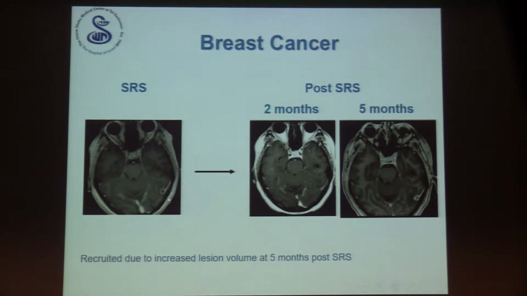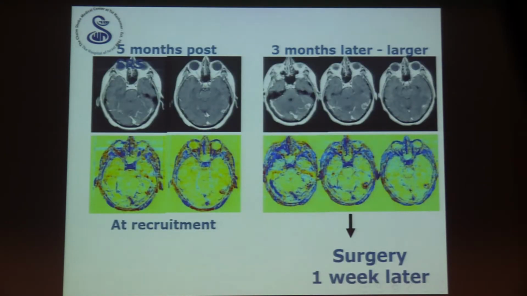This is an example of a patient with a breast metastasis. She underwent SRS. The lesion completely disappeared. 2 months later, you can hardly see it, and then 5 months post SRS, there is either recurrence or radiation necrosis, so the patient was recruited to our study. And at this time, 5 months post SRS, we only saw a couple of blue pixels. She's not symptomatic, so we followed her for another 3 months. And by this time, the lesion did grow, showing significant blue regions in the trance, and therefore she was resected.